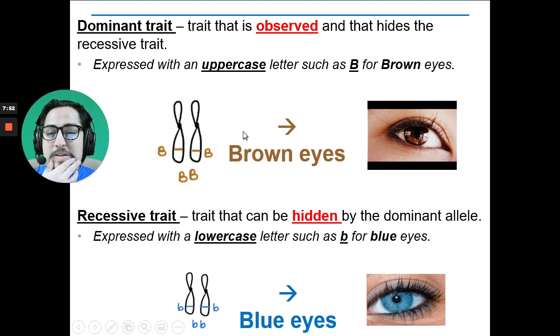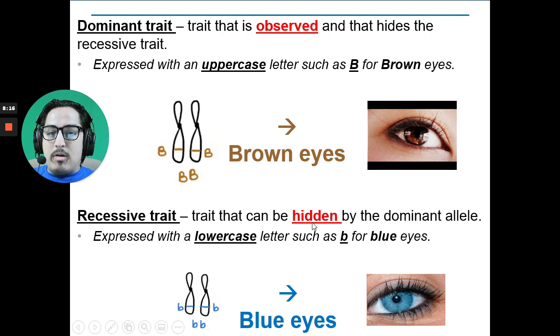So in this case, we have a dominant B, which is the genotype, the letter, and then the phenotype is brown. So dominant B is brown. And over here we have recessive b, which means little b, is blue. So dominant is the one that's going to be observed. Dominant is the one that's going to be shown. Recessive is the one that's going to be hidden.